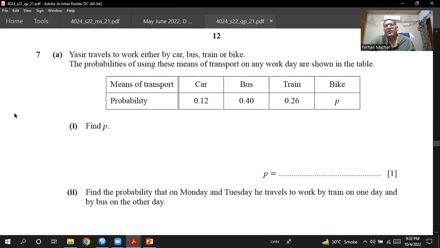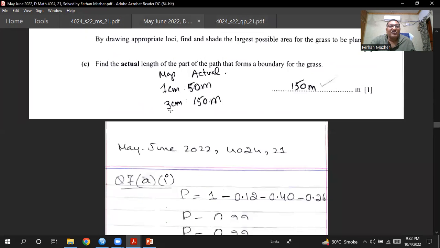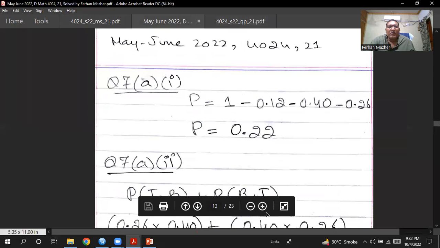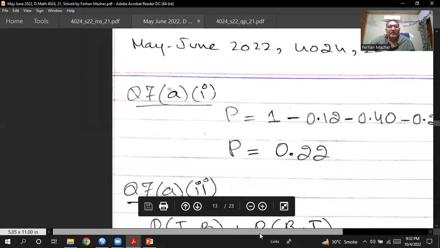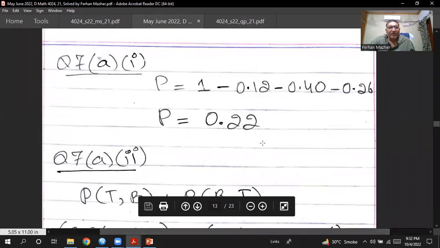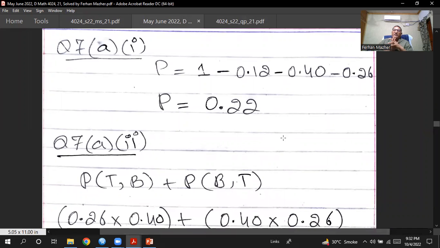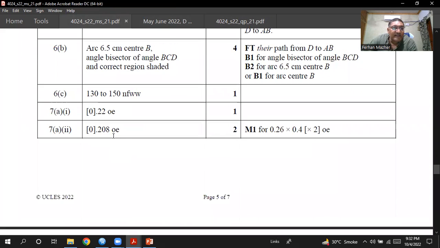You know, the total probability of any event is always 1. So from 1, you subtract the probability of the car, bus, and train. The remaining will be the probability of the bike. So let me show you. Here we go. From 1, I will subtract 0.12, 0.40, and 0.26. So you will get 0.22. So the probability of going by the bike is 0.22. The answer is right.